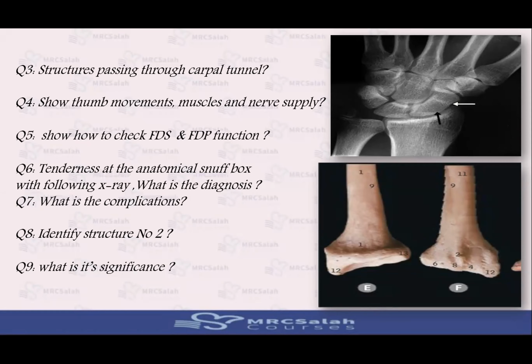Opposition. Okay. The muscles? I forgot, I didn't review. The opponens pollicis, the flexor pollicis brevis, abductor pollicis brevis, all by the median recurrent branch. Then we have extension by the extensor pollicis longus and brevis by the radial nerve. And we have radial abduction by the abductor pollicis longus and brevis by the radial nerve.